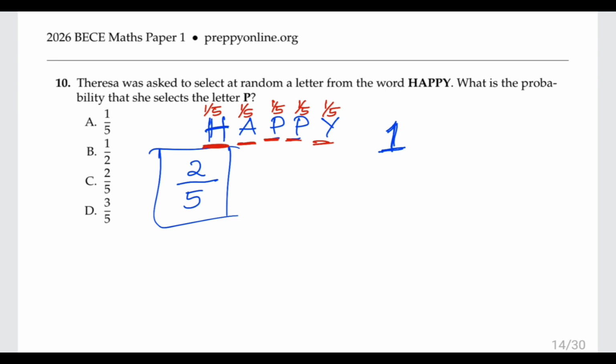So now the question is, what's the probability of choosing a P? Either you choose this P or that P. So if you choose the first P, that's the probability. And then the probability of the second P is also 1 over 5. So the total probability for choosing a P is 2 over 5. That gives our answer as C.